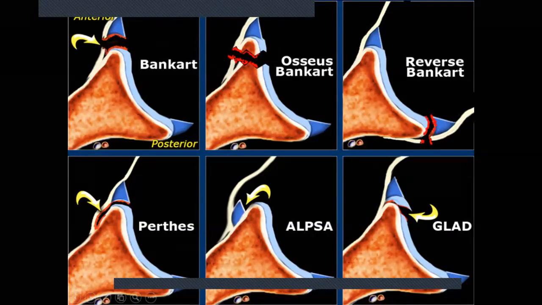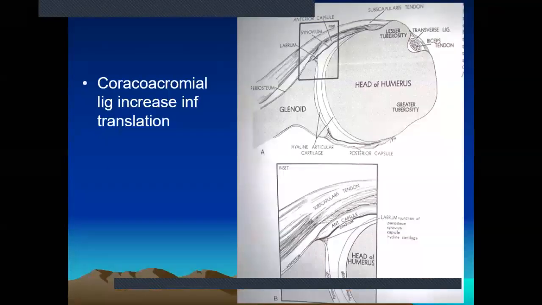So it's not much of a difference. But one thing I would like to draw your attention to: see here, the coracoacromial ligament increases the inferior translation, and that's why it is kept in place. So they are also quite important.